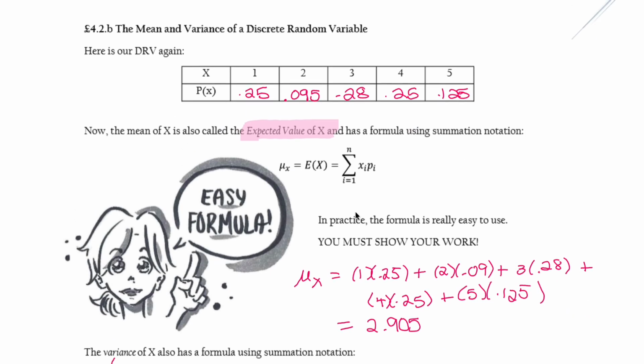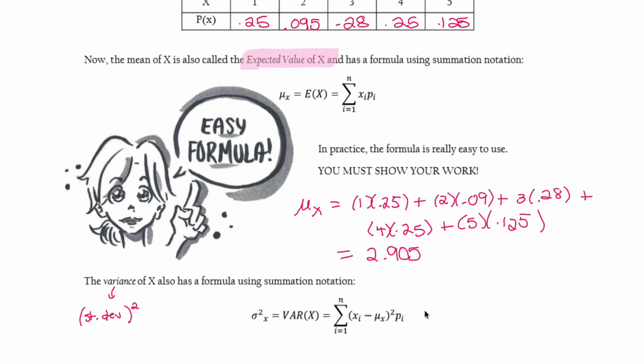And let us put it into practice. The formula is really easy to use. You must show your work. So for example, if I want to know mu sub x, in this case, I will use 1 times 0.25 plus 2 times 0.095 plus 3 times 0.28 plus 4 times 0.25 plus 5 times 0.125. And I get the value as 2.905.